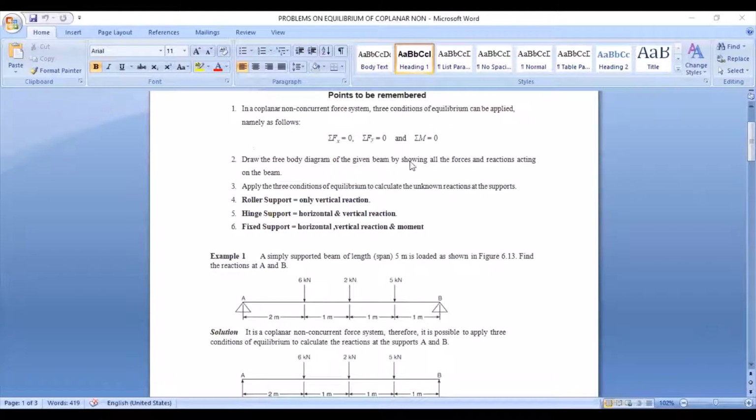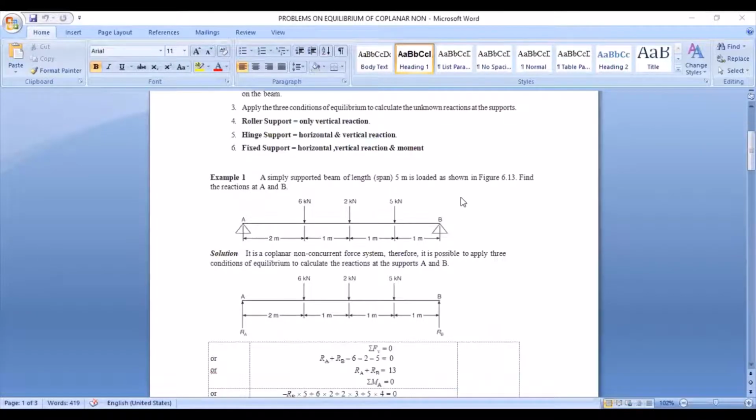And this free body diagram is going to have all the forces which are acting on the beam along with reactions which are placed in place of support. So we know that roller support has only one vertical reaction, hinged support has two reactions, horizontal and vertical, whereas fixed has horizontal and vertical reactions along with the moment to restrain the beam from bending.